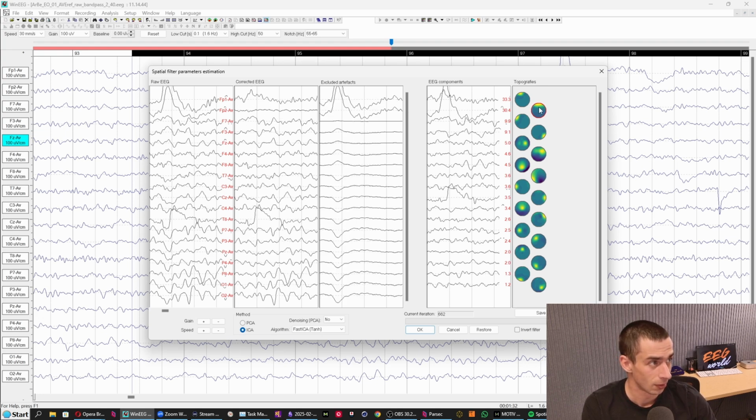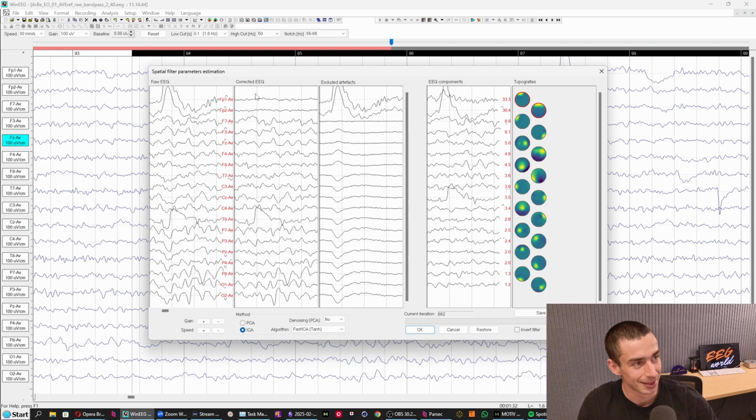And off the bat, I'm not loving these first two eye blink components that we're getting. So here we have the now excluded artifacts after we've selected these two topographies, which coincidentally happen to be the same lines here, but actually the topographies aren't a match with the channels by definition. It just is coincidence in this moment.